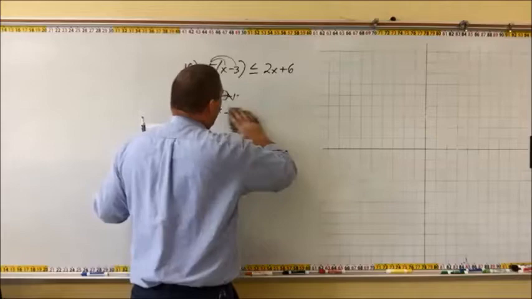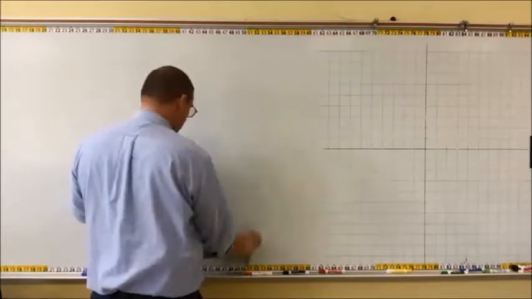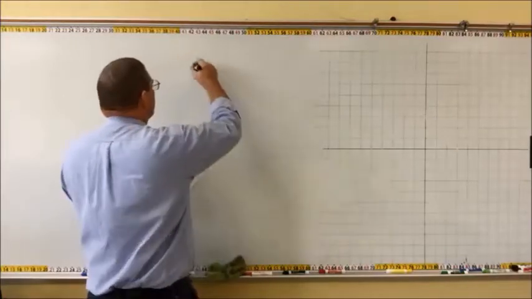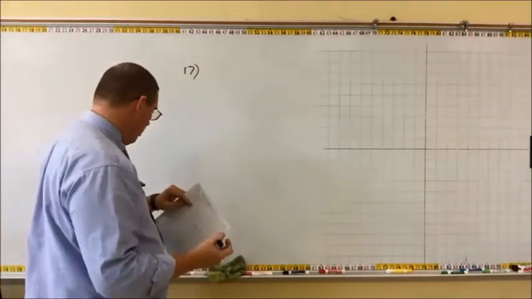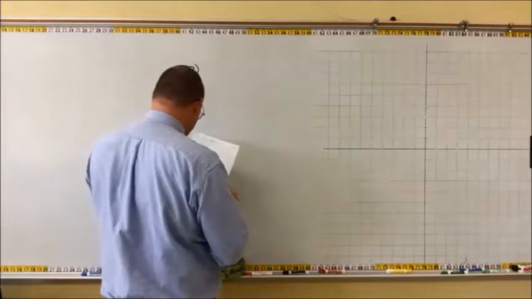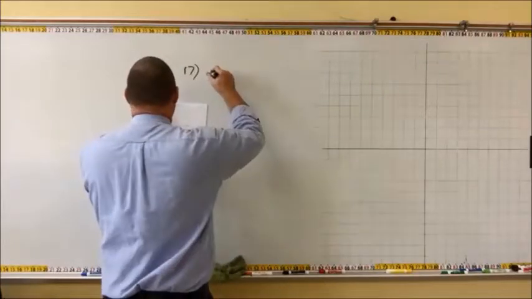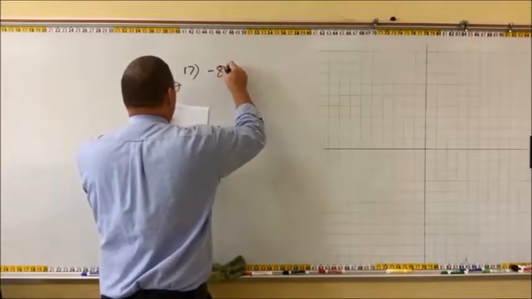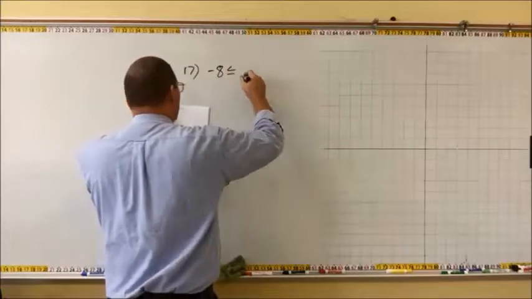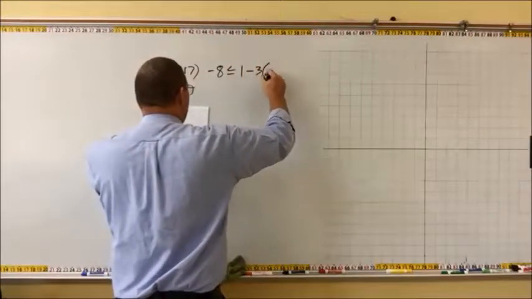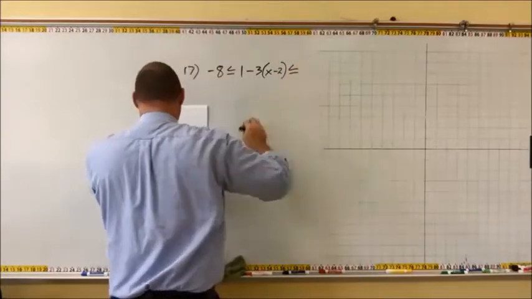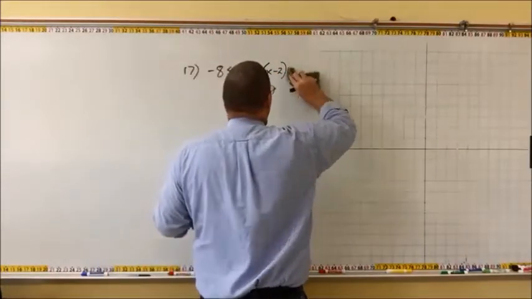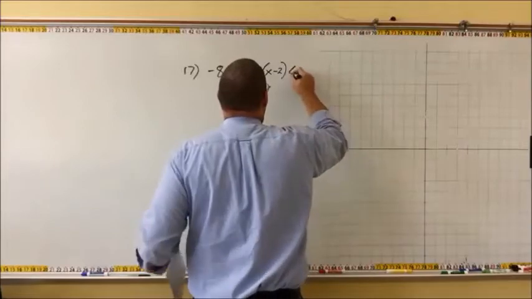All right, now let's try question number 17. 17 was tricky. Not tricky meaning it was a trick question. I mean, it's tricky in the sense that it has a good bit of work to be done. We got negative 8 is less than or equal to 1 minus 3 times x minus 2 is less than 13. It's less than 13.